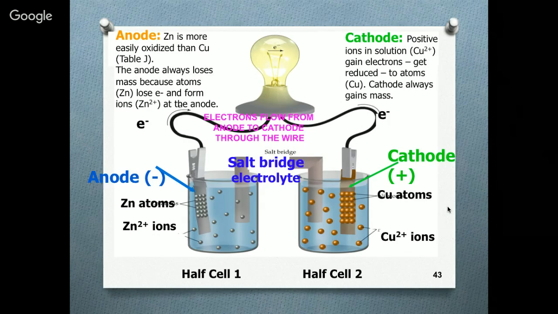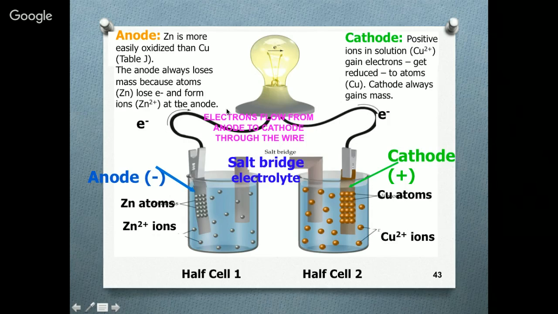All right, here is a voltaic cell. There's a lot of information on this slide, but we're going to try to go through it so that you understand what's going on. So we have 2 beakers. We have on the left-hand side half cell 1, and on the right-hand side is half cell 2. We have 2 metals immersed in the beaker. On the left, we have zinc metal. On the right, we have copper metal. The anode is labeled as zinc, and the cathode is labeled as copper.